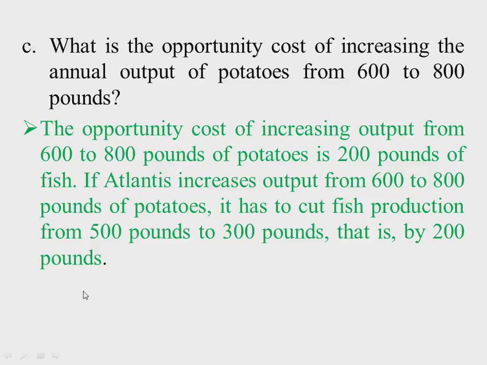Remember that the opportunity cost of an item is measured using units of the other item. So you can't say the opportunity cost is 200. You have to add fish, because what you are giving up is fish for you to produce potatoes. Therefore, the opportunity cost will be 200 pounds of fish.